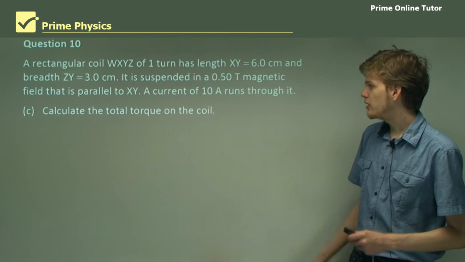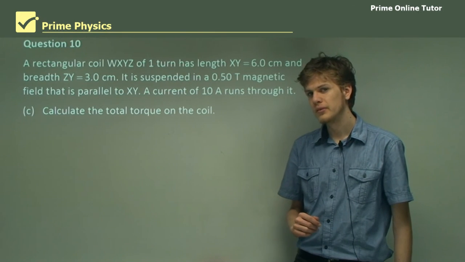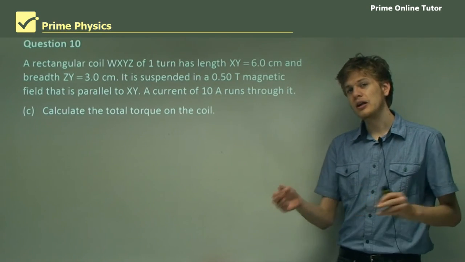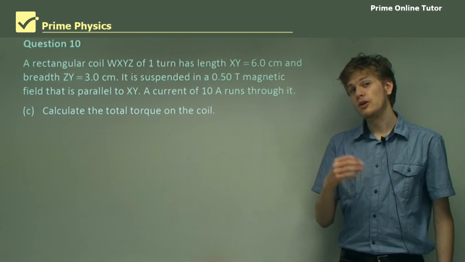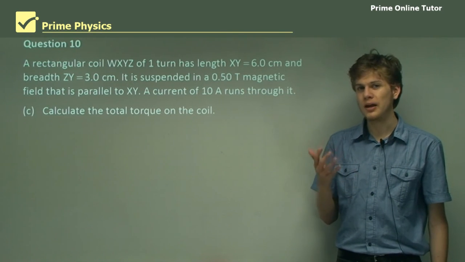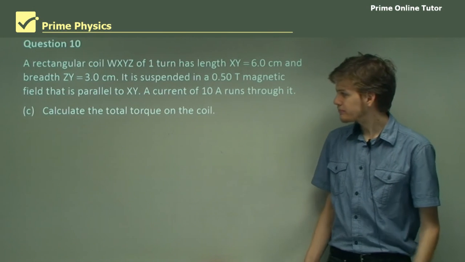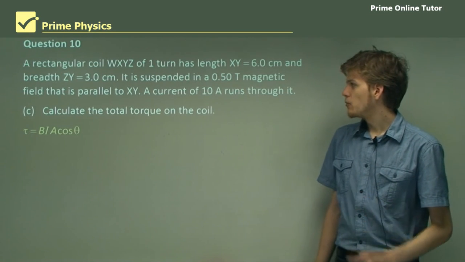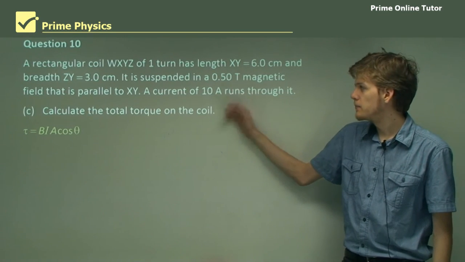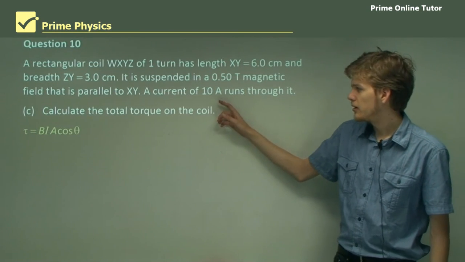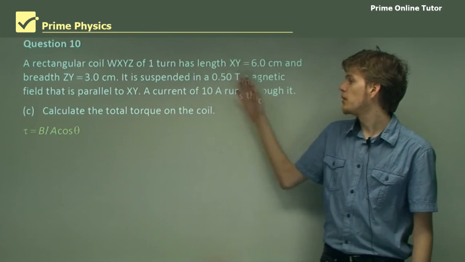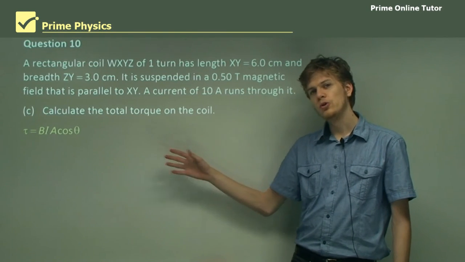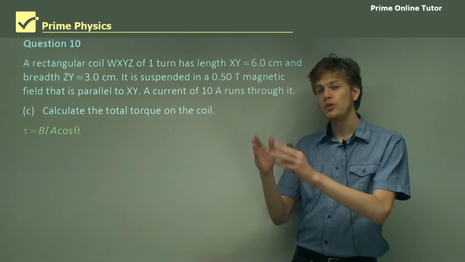C. Calculate the total torque on the coil. So we can do this in two ways. We can either look at the force and calculate the torque from there, or we can use our equation for torque. Torque equals NBIA cosine theta. So if we use this equation, then we take B, 0.5 Tesla, I, 10 amps, A, 3 centimeters by 6 centimeters, and cosine theta.